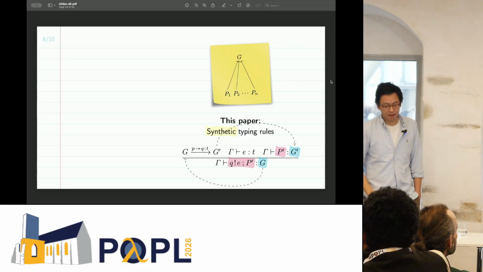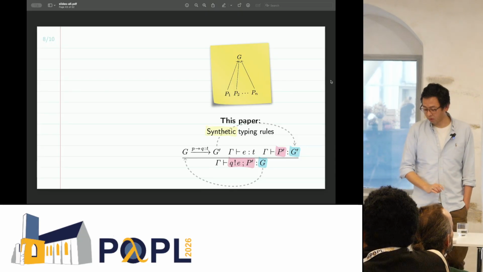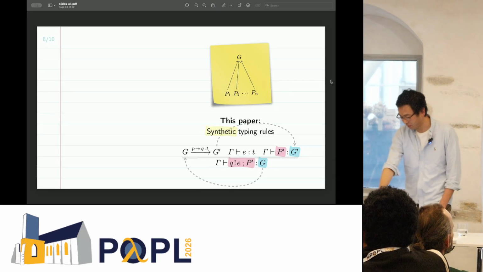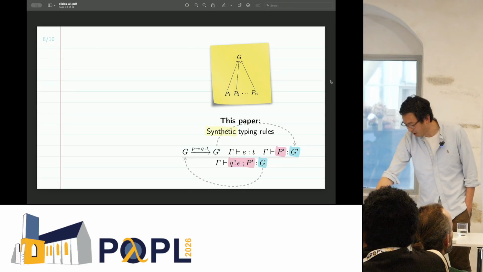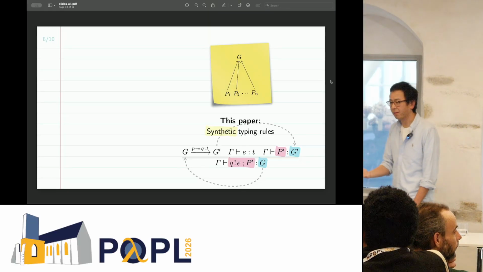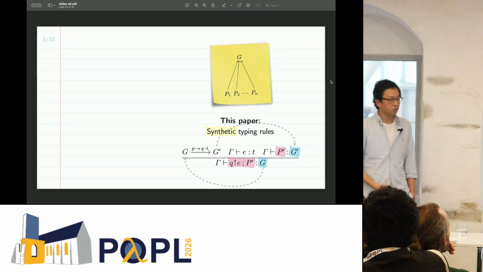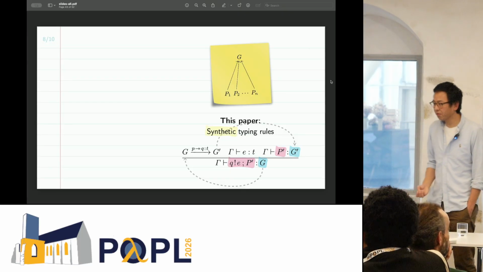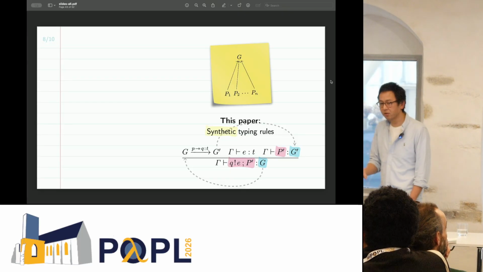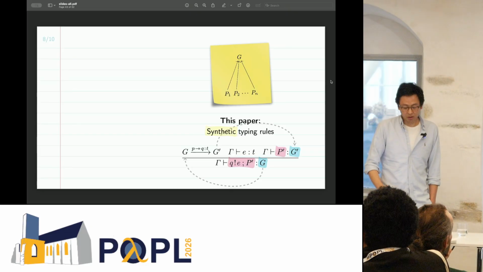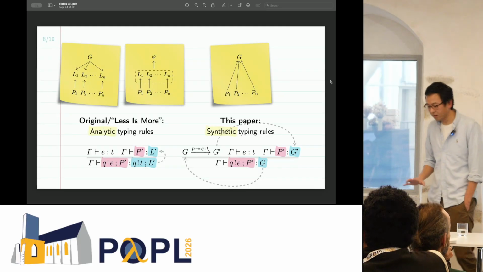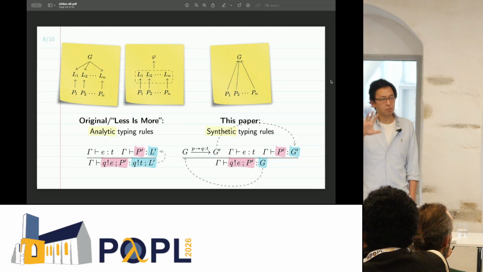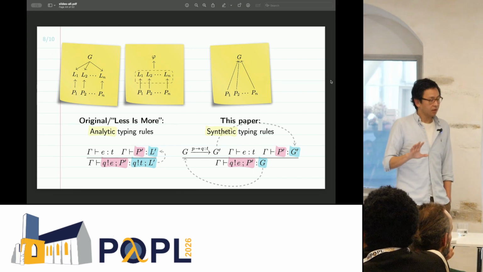So to give you an example, this was the typing rule for output processes, right? We type it with G. Then from G, we synthesize G prime, and then we use G prime to type P prime, but G prime itself does not occur in the conclusion. And this is very different from most of the typing rules in the existing multi-party session types literature, which are what is sometimes called analytic. Analytic in this context means that each meta variable in the premise also occurs in the conclusion.